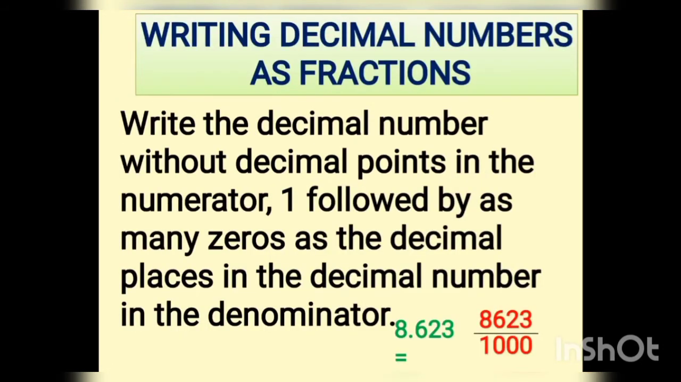Writing decimal numbers as fractions. Write the decimal number without decimal point in the numerator, and 1 followed by as many zeros as the decimal places in the decimal number in the denominator. Now see the example. 8.623 is equal to 8623 by 1000.